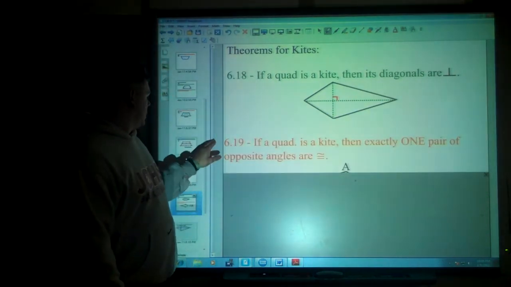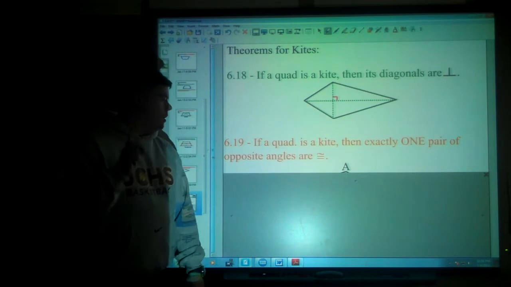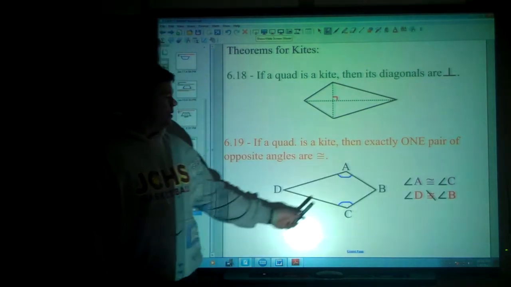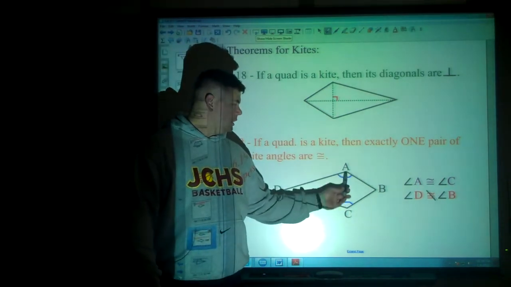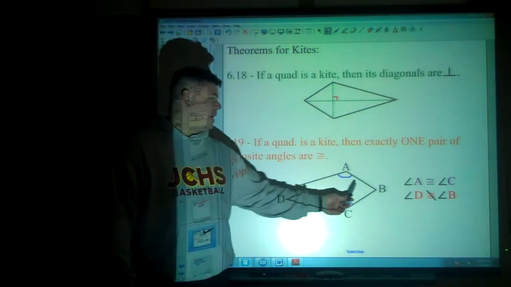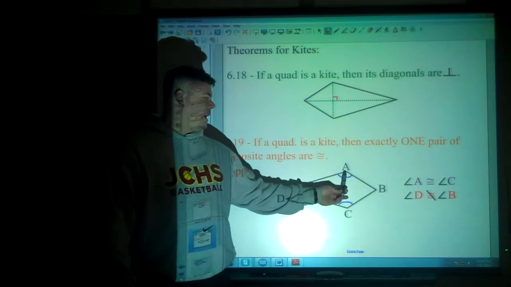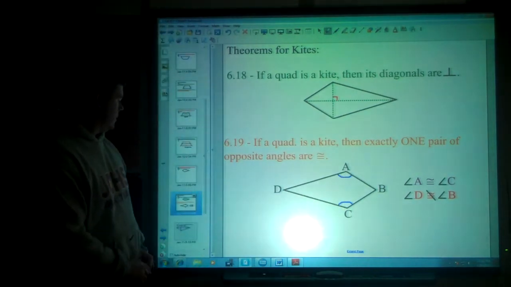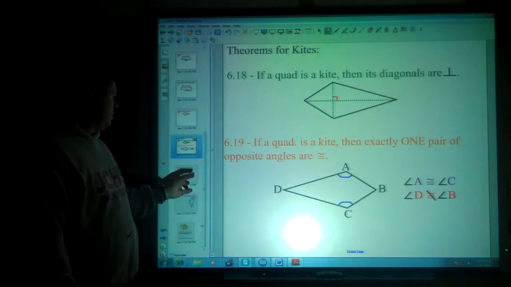And if a quadrilateral is a kite, then exactly one pair of opposite angles are congruent. Not two pairs, exactly one. These two right here. These two are not going to be the same. In order to be a kite, there's going to be exactly one pair. D and B are not congruent.